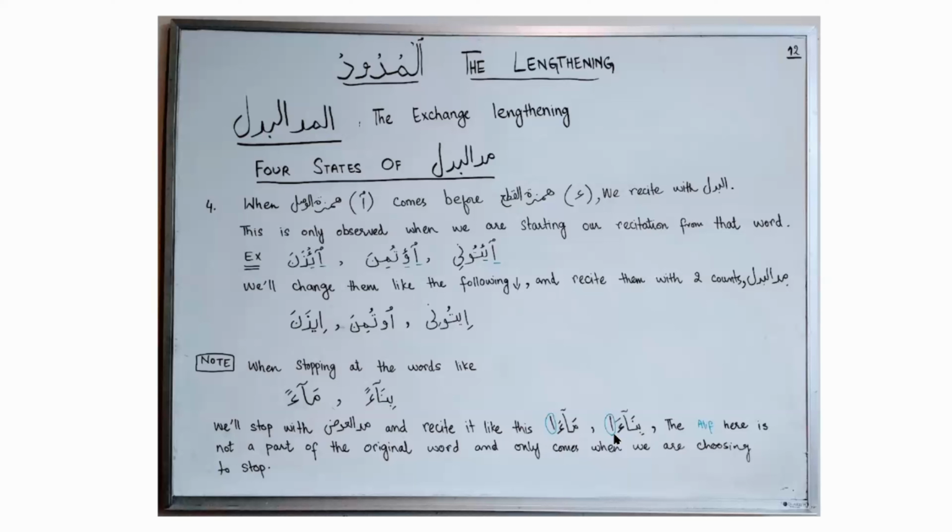Ma'a, bana'a. We will stop by giving two counts of madul iwad because this alif here is not part of the original word, and this only comes when we are choosing to stop. So we should not get confused if we see words like this where the word is ending with hamza that has fathatain, because when we are choosing to stop at fathatain, we will stop with madul iwad, with an exception of one letter, which is ta marbuta.